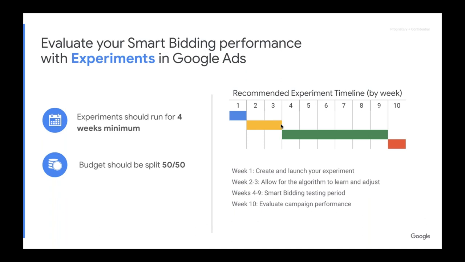Here is just a recommended experiment timeline by week. In week one, you could create and launch your experiment. Then weeks two and three should allow for the algorithm to learn and adjust. Weeks four to nine, the smart bidding testing period is happening. And eventually at week 10, you should have enough data to make a solid evaluation of the campaign.